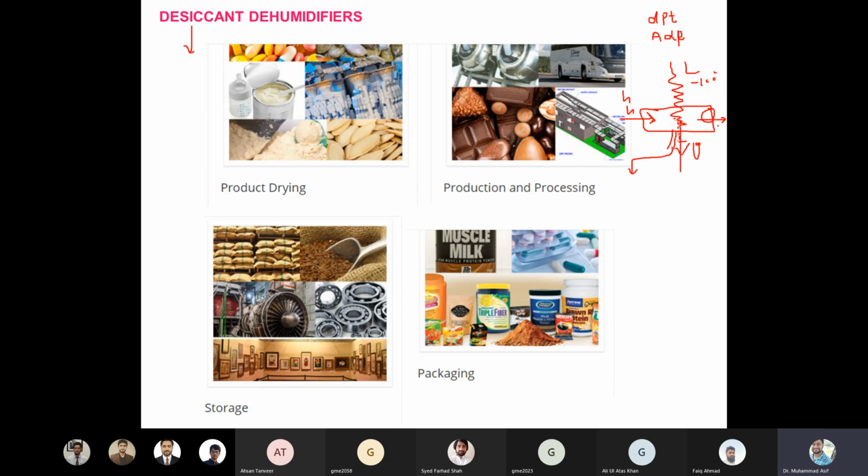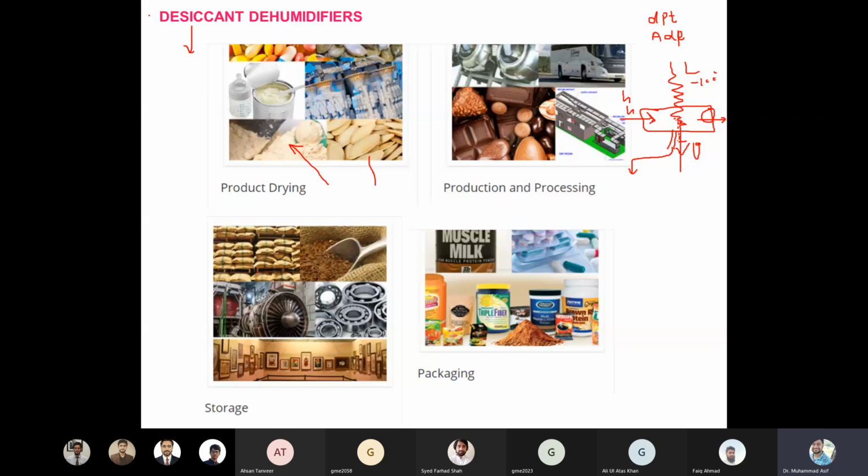For that application, when you need very dry air, one of the applications is product drying. Let's say all of the dry fruits are dried, or the powder forms are dried, by using dried air, right? That's an industrial application.